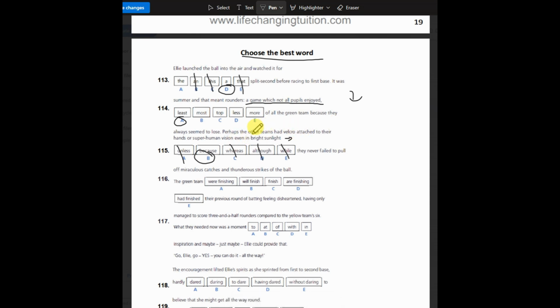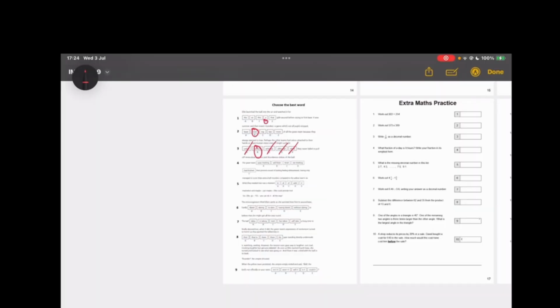If we're looking at it, they're saying perhaps they had Velcro, and it's trying to explain why this author thinks that they might have had Velcro attached to their hands. It's because they never failed to catch these miraculous things. Okay. Because they never failed to pull off miraculous catches and thunderous strikes of the ball.